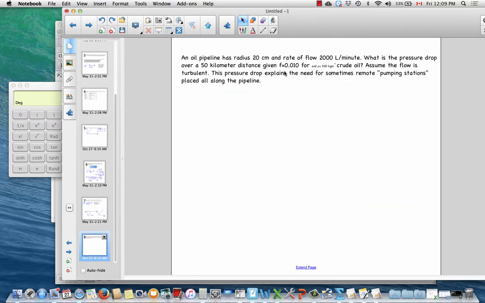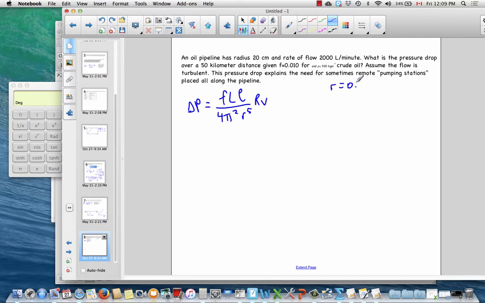Let's do a calculation. So if we have turbulent flow, then the amount of head loss, so this is flowing oil in a pipeline, will be given by the Darcy-Weisbach equation, just transcribing it from earlier. Okay, so let's see what we're given. So we're given the radius, 0.2 meters, flow rate, that'll need to be converted. This is 2,000 liters per minute.